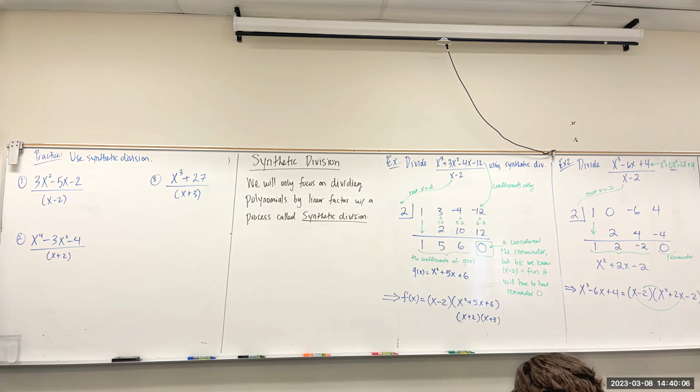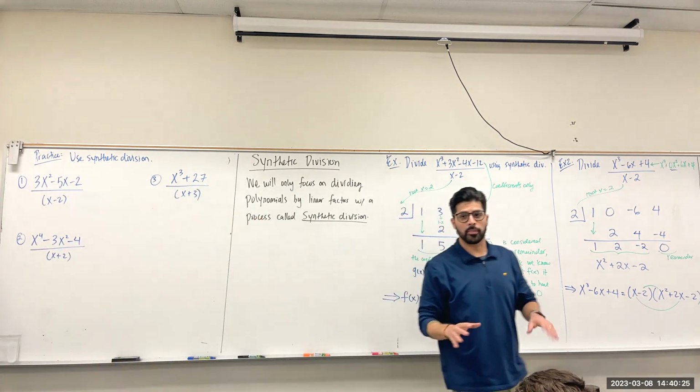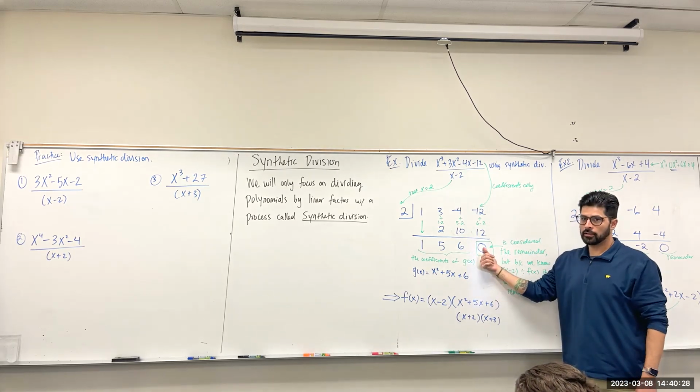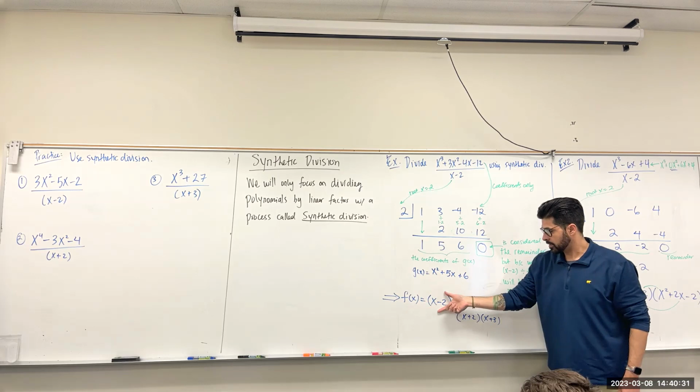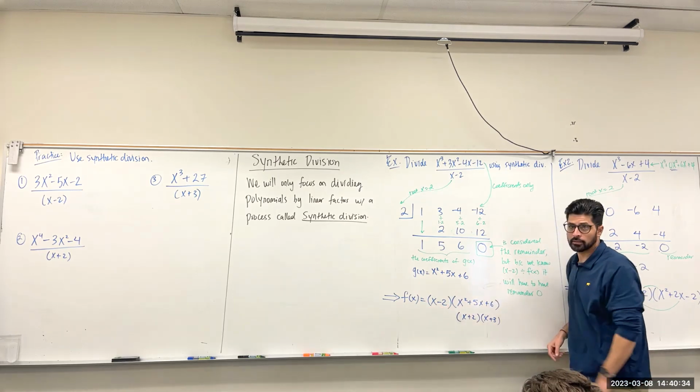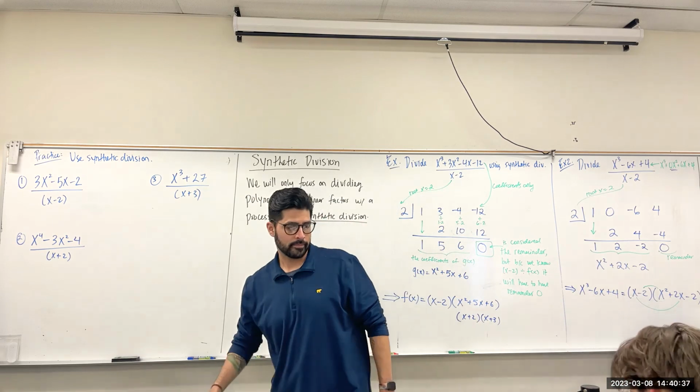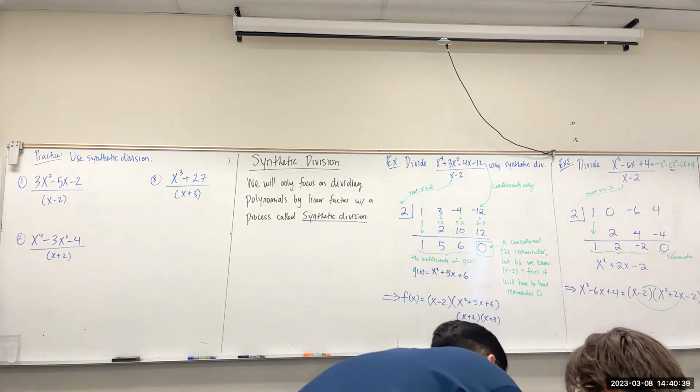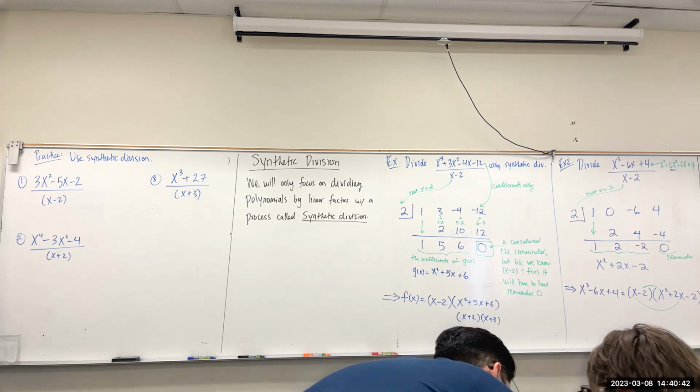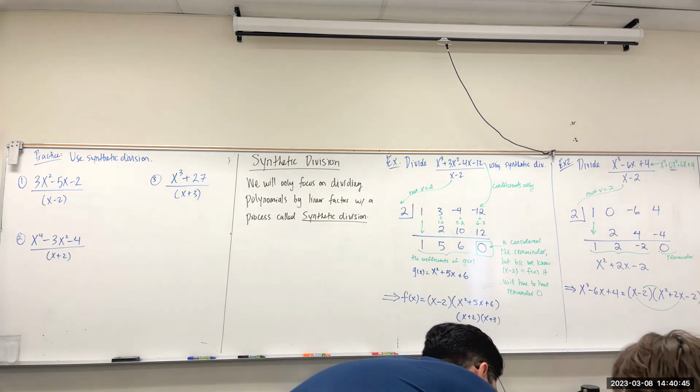Where did these zeros come from? I'm going to go over that, but I'll just answer your question. Let's say this had a 7. That tells you that f of x is this times this plus 7. So, okay, let's watch.